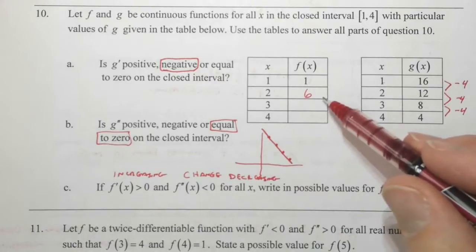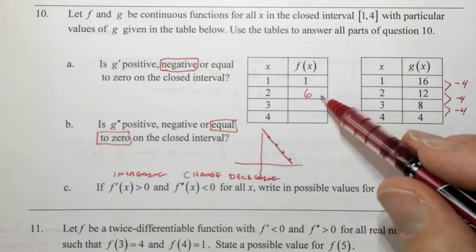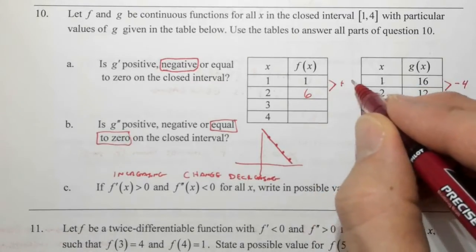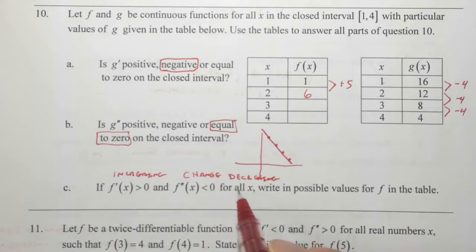There's an infinite number of answers that you could put in here. It does not have to be 6. But watch what I'm going to do here. The change from 1 to 6 is an increase of 5. That's good because we have to have an increasing function. Now, the change must be decreasing.